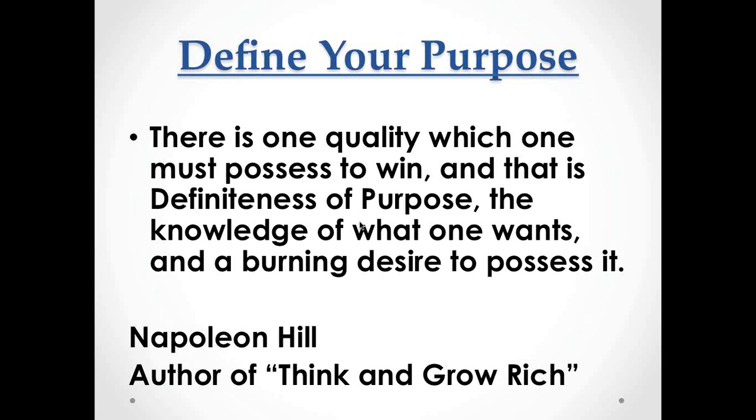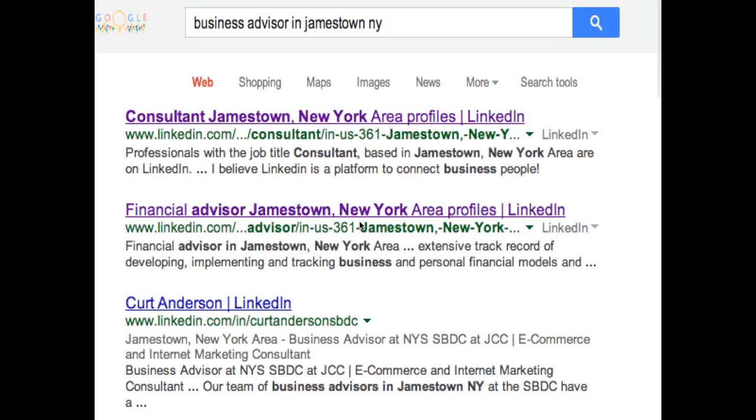I have a lot of clients that are trying to do 4 or 5 things just poorly, as opposed to doing a couple things exceptionally well. And that's what I encourage folks to do with their LinkedIn profile, to show that burning desire. You can pick up Napoleon Hill on Amazon for 99 cents. So what's the point of having business advisor in Jamestown, New York on my profile down at the bottom?